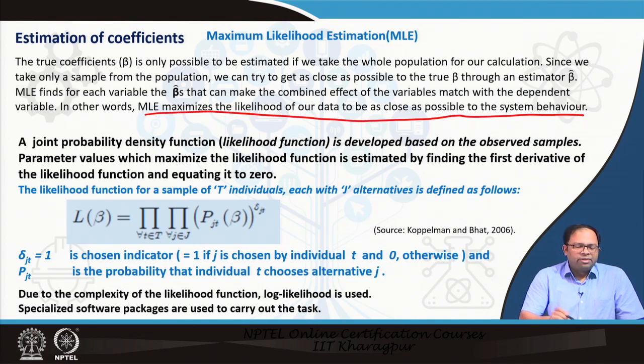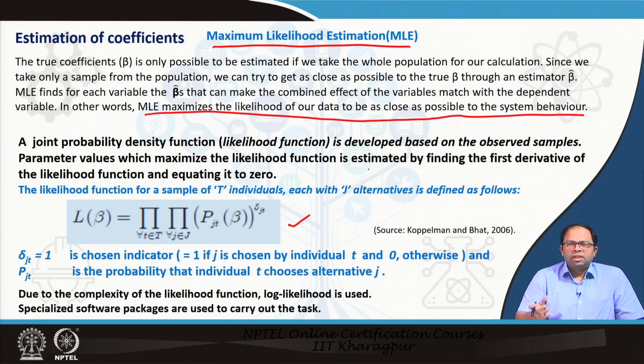We have already discussed that we estimate the coefficients using the maximum likelihood estimation method. We have already seen this formula in the discrete choice theory. It is basically a joint probability density function, which is also called the likelihood function, and it is developed based on the observed samples.